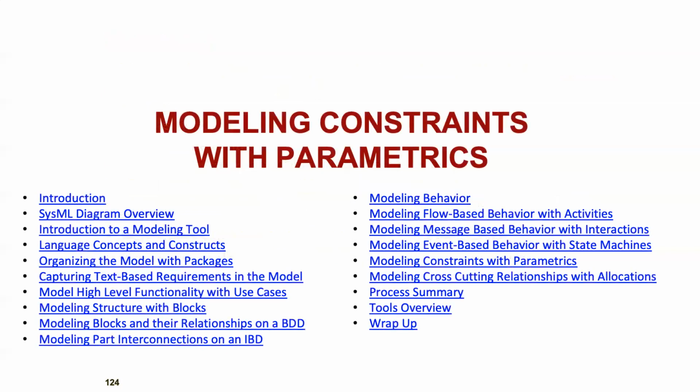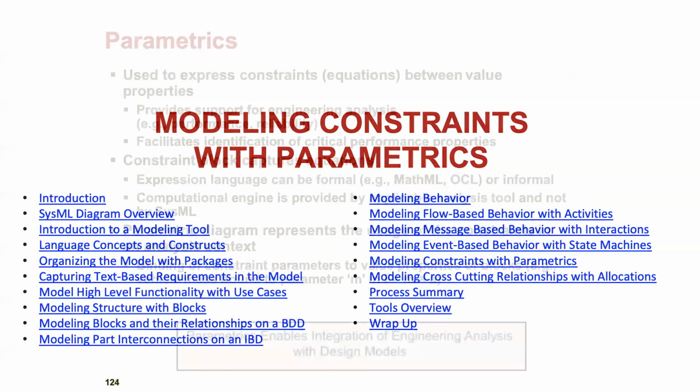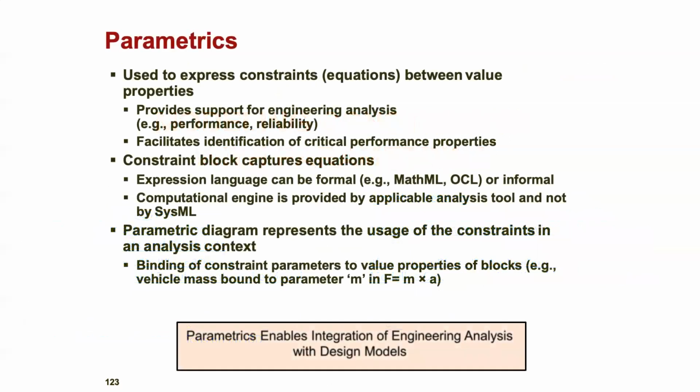Okay, now let's get into this other category, talking about parametrics, getting into the physics. This is used to express constraint equations between value properties and provides support for engineering analysis, for example, performance and reliability. It facilitates identification of critical performance properties. A constraint block captures equations. The expression language can be formal, for example MathML or OCL, or informal. The computational engine is provided by applicable analysis tools and not by SysML.